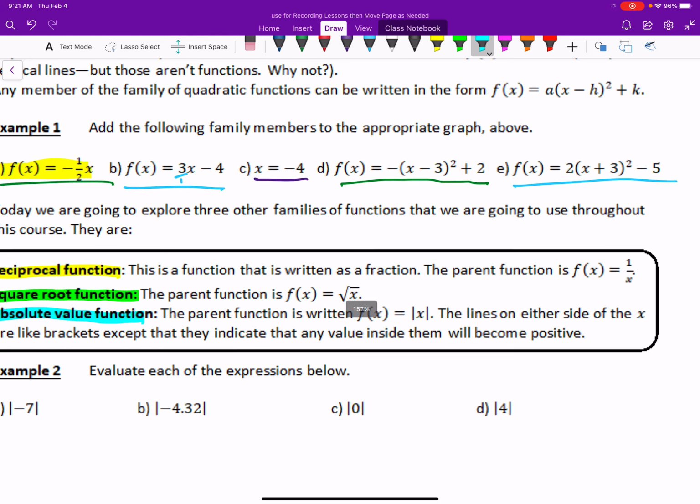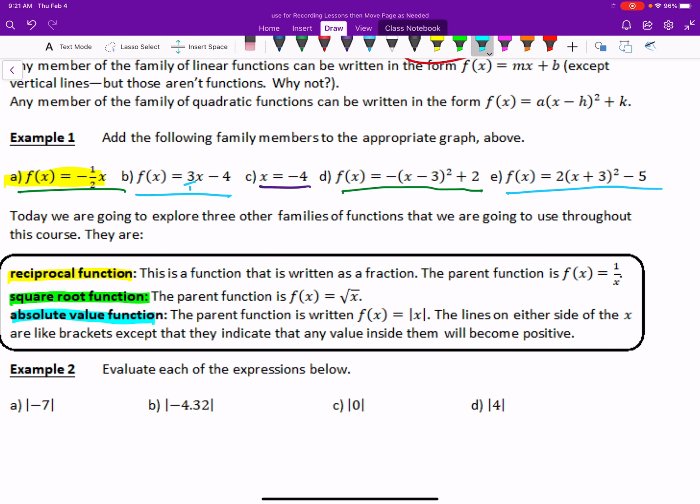So just a little bit about each one. The reciprocal function is one that's written as a fraction. Its parent function is y equals 1 over x, or f of x equals 1 over x. So it's always going to be a fraction with the variable on the bottom. Square root function is always going to have, we're taking the square root of the variable. We're taking the square root of x. And the absolute value function is one where we take the absolute value of x.